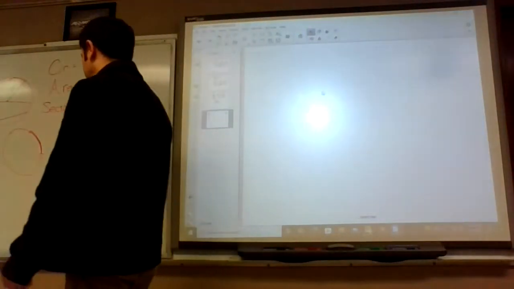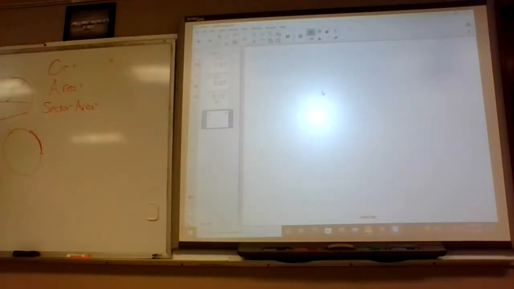Okay, do you guys remember what this line is called on a circle? Radius. What's this line called? Diameter. It goes all the way across through the center, it's the diameter. What if it just goes from one point to another point on the circle? Chord. Chord.